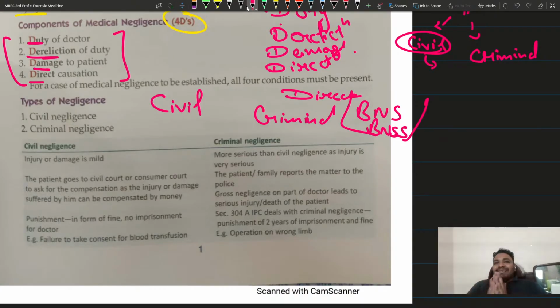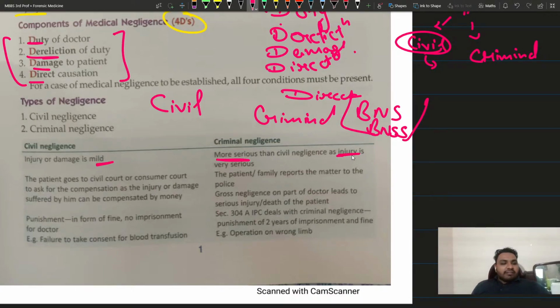Basically, in civil negligence, the damage is mild, not very grievous hurt. I will deal with grievous hurt in this part of the lecture also. So the injury or damage is mild, not that threatening, but still the damage is there. But in the criminal case it is more serious. Like, there can be death or serious grievous harm to the patient.